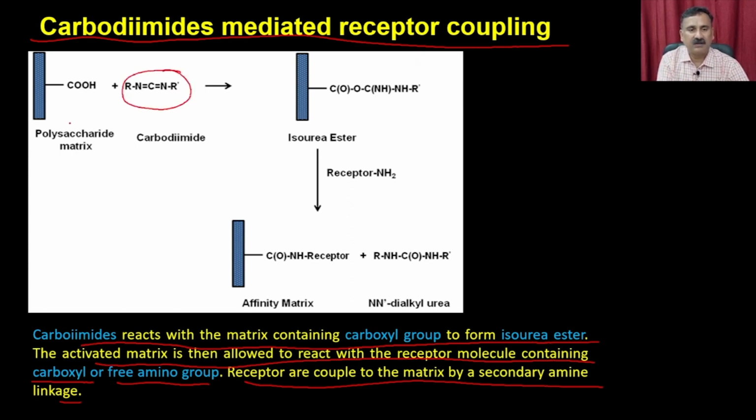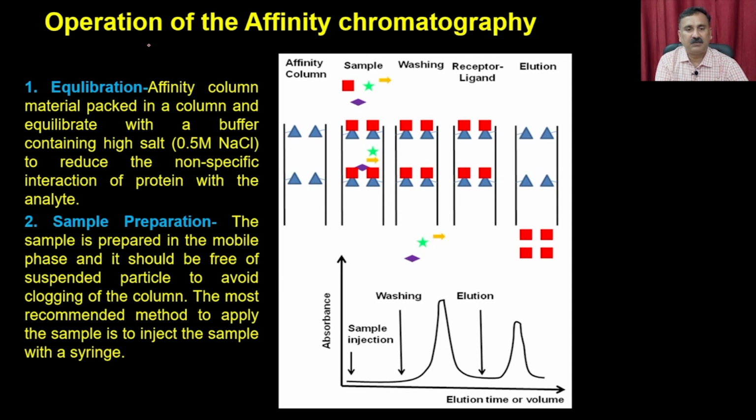So this is what has happened, right? Carbodiimide, when it reacts with the carboxyl group, is going to form the isourea esters, and when it reacts with the receptor, it is actually going to form the affinity matrix. Once you have the affinity matrix, you can do the affinity chromatography.